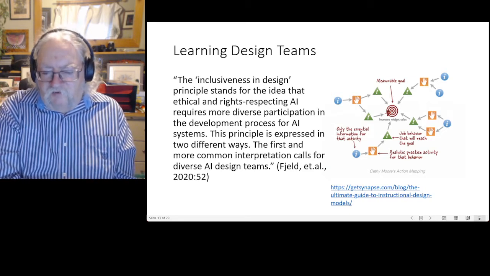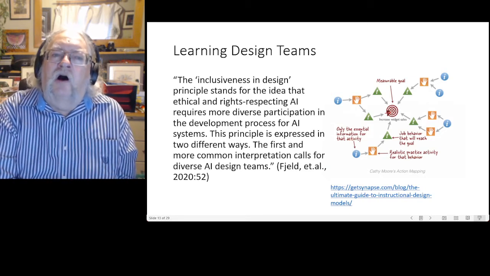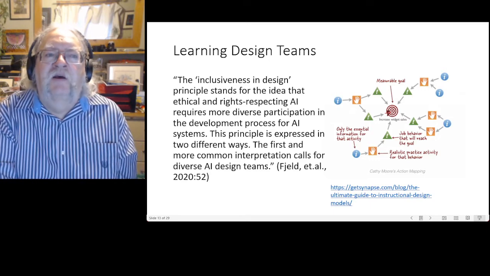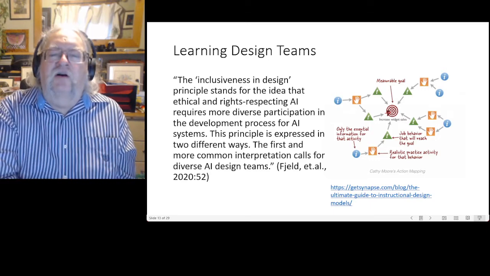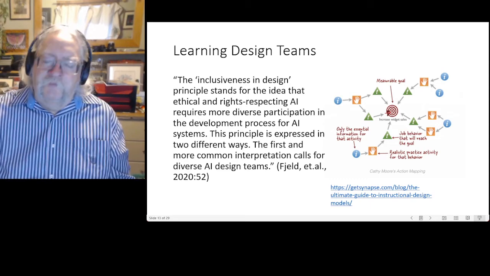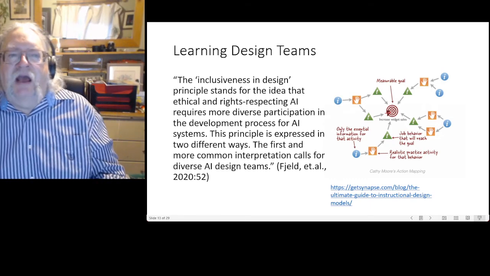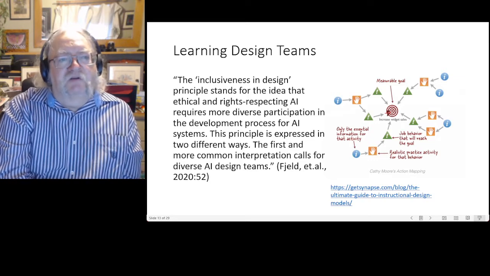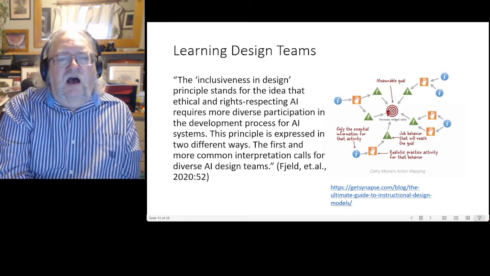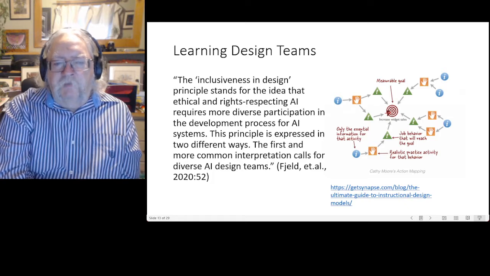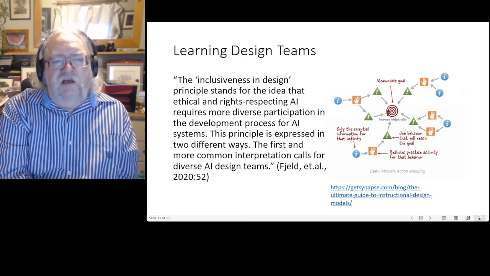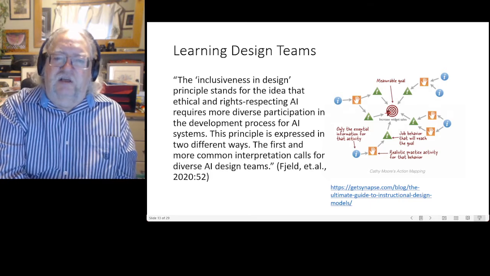Stakeholder formation also is subject to ethical considerations. So it's not simply that stakeholders define what the ethics are. At the same time, ethics define what the stakeholders are. And a good example of that is learning design teams. A learning design team in an AI or analytics supported course is going to involve an AI team.